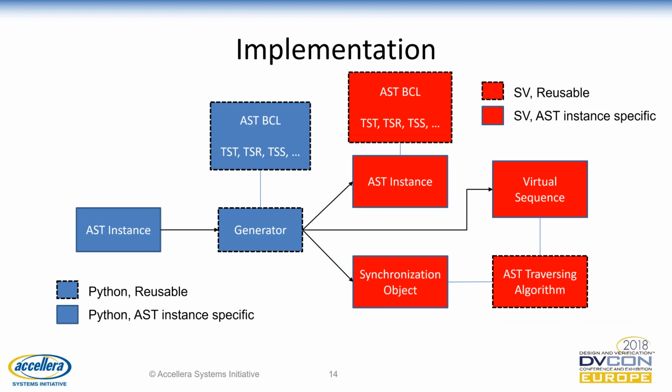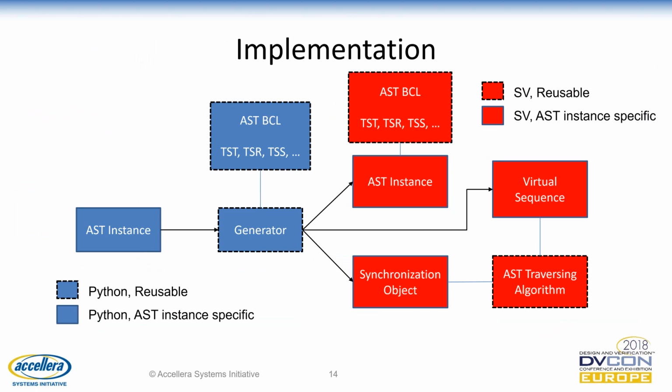And then once the generator has read the AST instance, it would spit out a number of files. First of all, it would spit out an AST instance, but in SystemVerilog. And this would, of course, also be done using an AST base class library, but in SystemVerilog instead. It would also spit out a synchronization object, which would contain the different synchronization mechanisms that are used. So for instance, the scheduler and so forth. And lastly, it would also spit out a virtual sequence, a UVM virtual sequence, which will start this test, you may call it. And then also a reusable component, the AST traversal algorithm.